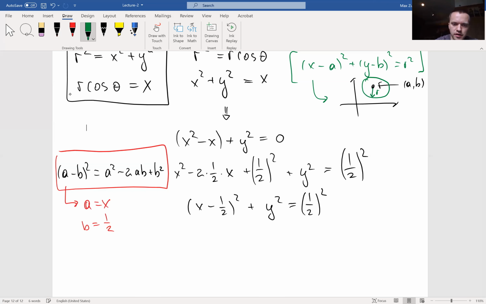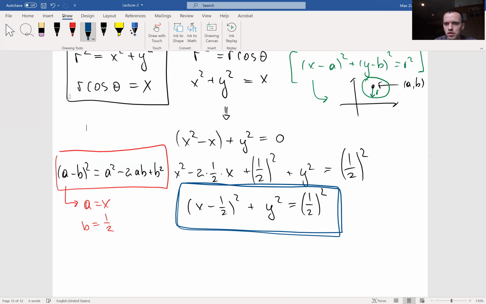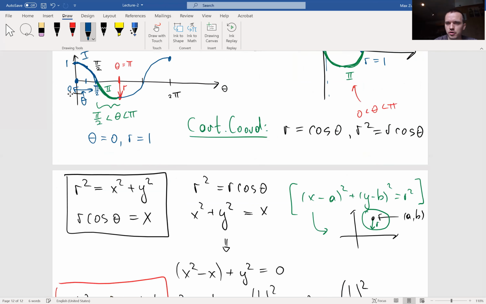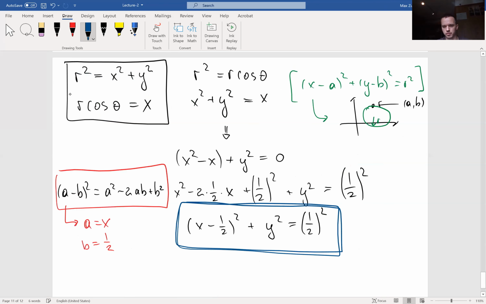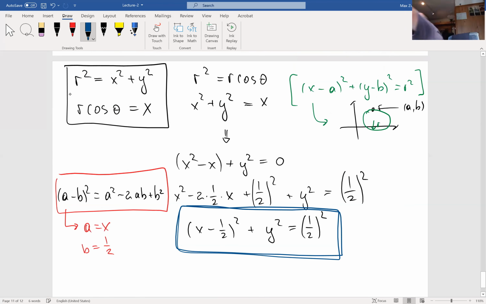And that is exactly the equation that I need for my circle, because you can see that this circle is going to be shifted by 1/2 to the right along the x-axis. So this point over here is going to be exactly (1/2, 0). Yeah, so that is the equation. So let's do the next one.